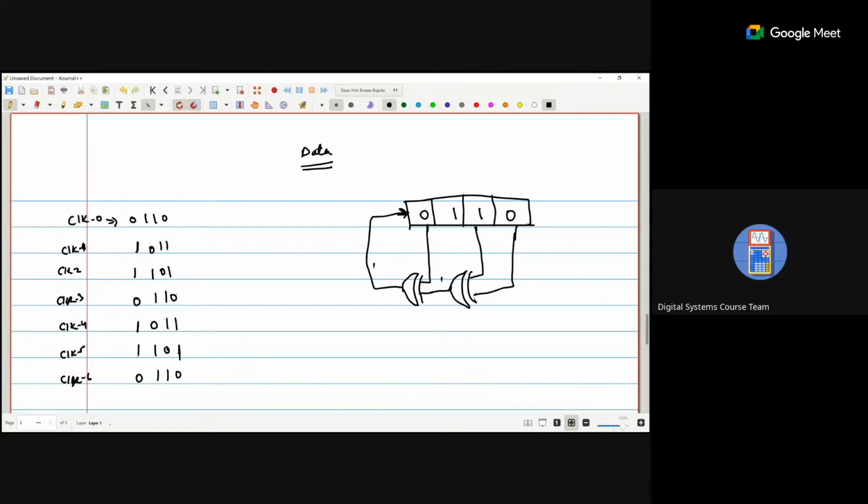Okay, this is the first question. The second question is that if we apply a clock signal of 90 megahertz frequency, what is the clock frequency of the output signal? What is the clock frequency of the output signal? So any idea how we calculate the clock frequency?